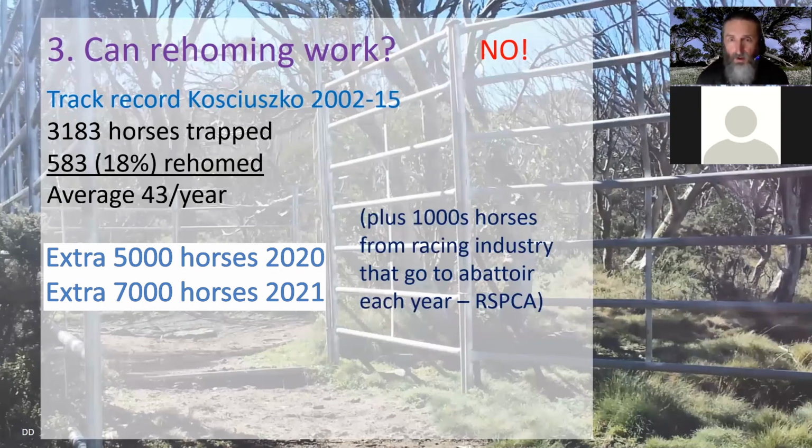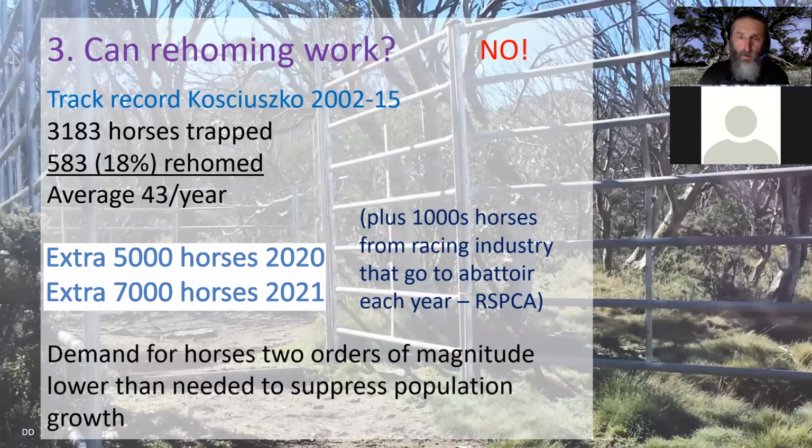This is all happening, by the way, in the context of what's going on with the racing industry, where thousands of horses go to the abattoir every year, according to the RSPCA. So there's this overwhelming abundance of horses that people don't want. Basically, demand for horses is 2 orders of magnitude lower than needed to even take up the excess horses that are produced each year. There is no question rehoming is a good thing. I support rehoming, and there are plenty of people with lovely horses taken from the wild, but it just can't happen at the scale that's needed to manage the horses that are out there right now.